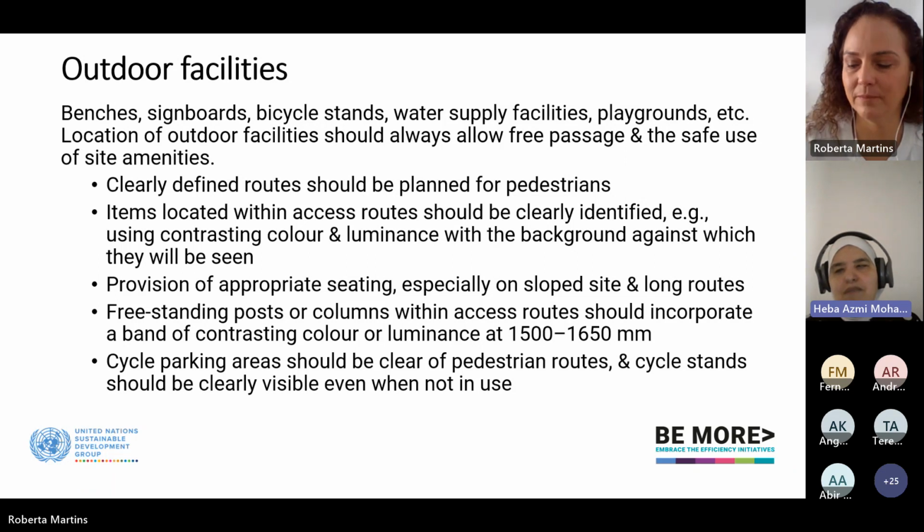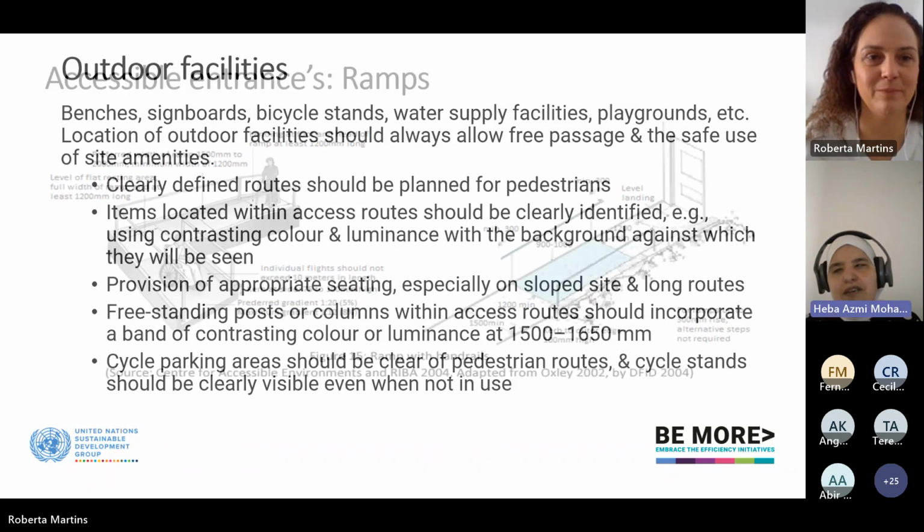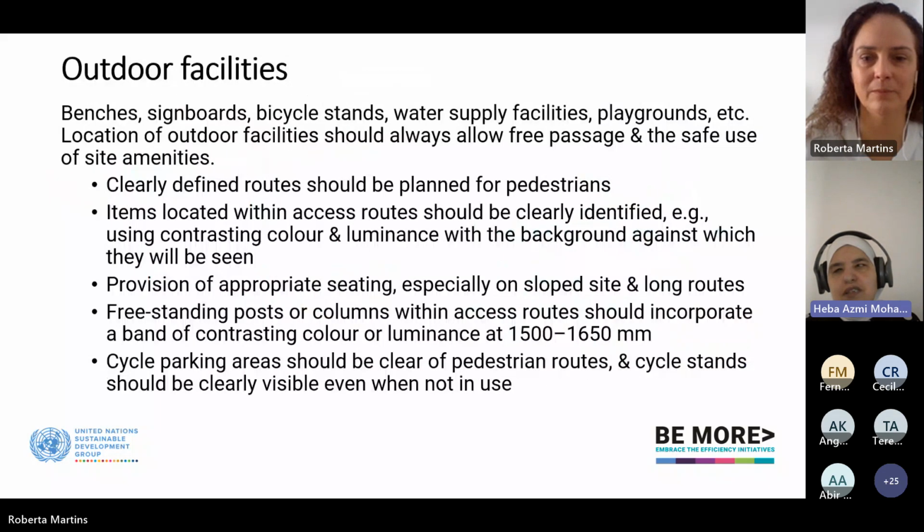There should be clearly defined routes. It should be planned for pedestrians and shouldn't be used by bicycles. And also bicycle routes should not be used by pedestrians, and they should be clearly defined in order to provide safety for everyone. So, for example, we can use contrasting colors or luminance with the background against which these items are seen. We can be sure that they are visually distinguishable.